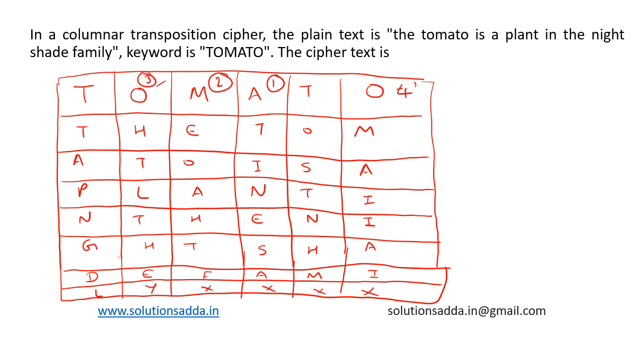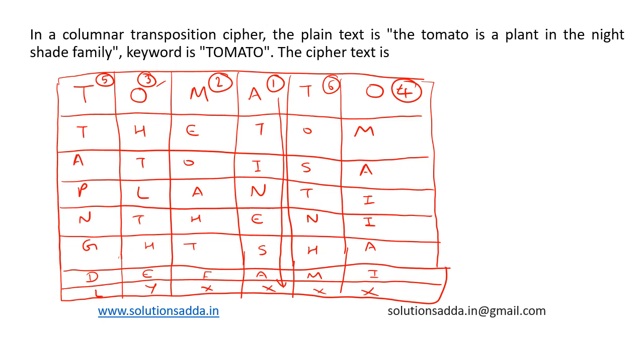So this is 4. Then we have T here. So left T would be given next preference. That is 5. And the next T would be given preference 6. So we read it downwards. So from here, in this order, we read every column based on the preference, from top to bottom.